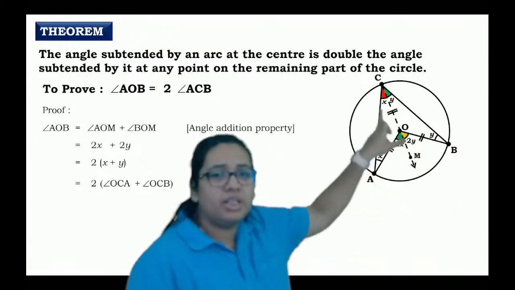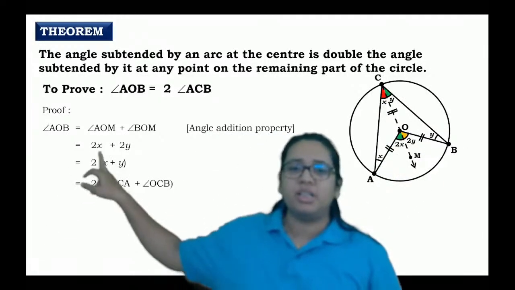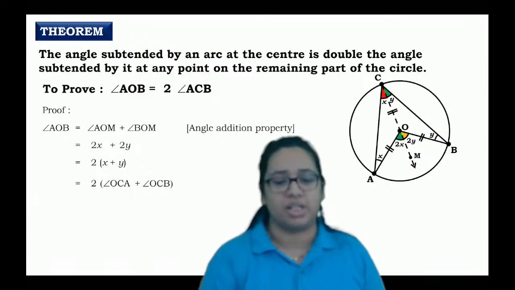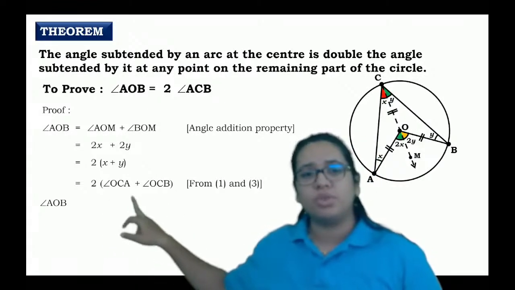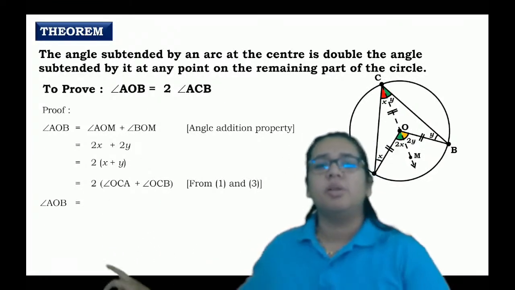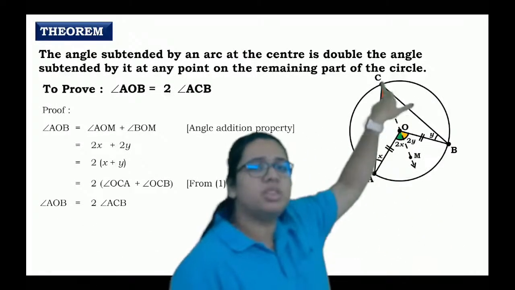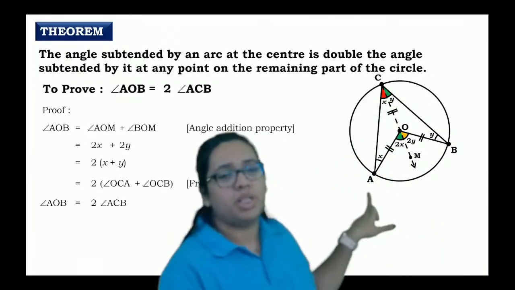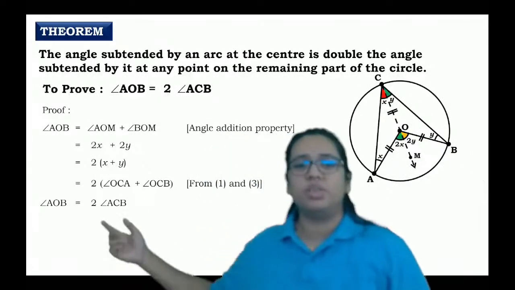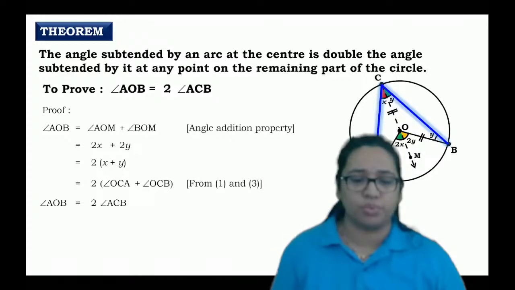But measure of angle ACO is nothing but x. So instead of writing x, we use measure of angle OCA. Similarly, for y, we put OCB. So 2 times (OCA plus OCB). Hence, measure of angle AOB equals 2 times (OCA plus OCB), which is nothing but measure of angle ACB. So we'll replace this by ACB, again using the addition property. So we are done with the required.